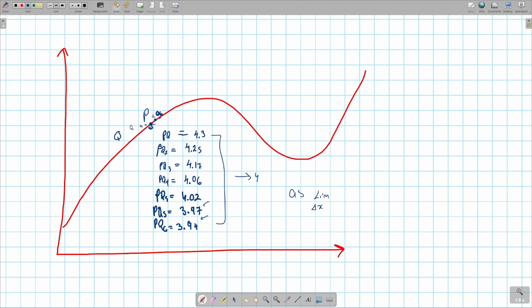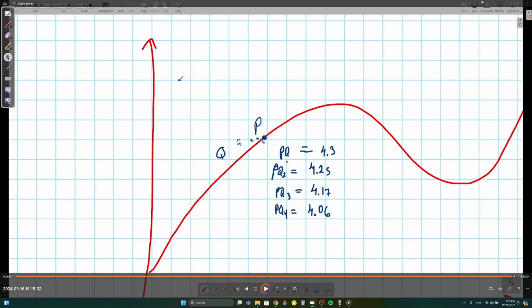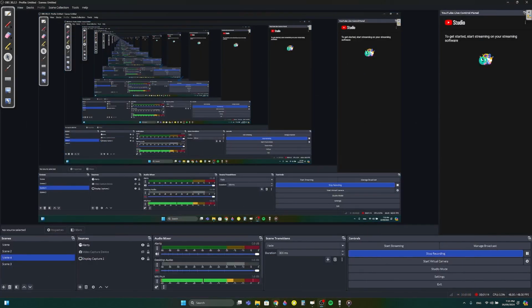Other people write delta like this, so don't be confused. In math, you write delta like this, or you can write the triangle, doesn't matter. As delta x approaches 0, the slope in this case approaches 4. Okay, m is the slope. That's what he figured out.